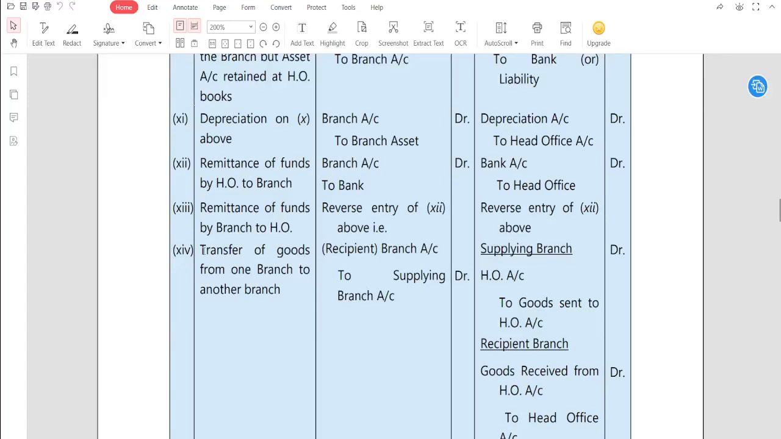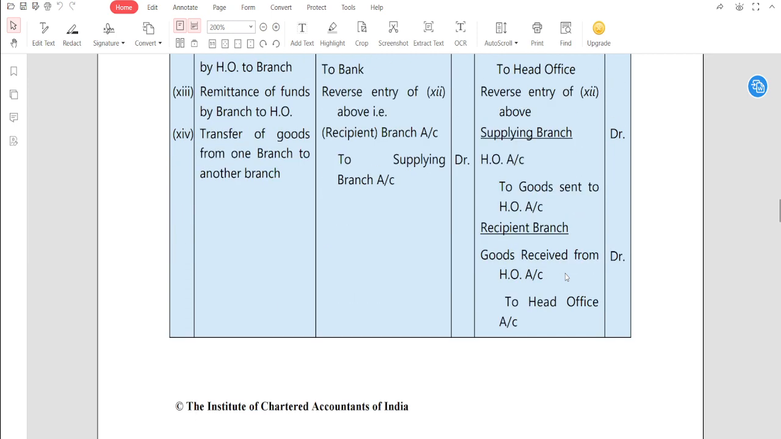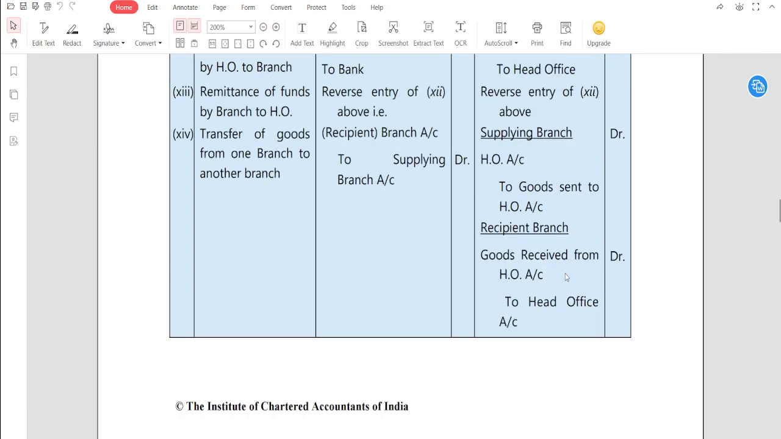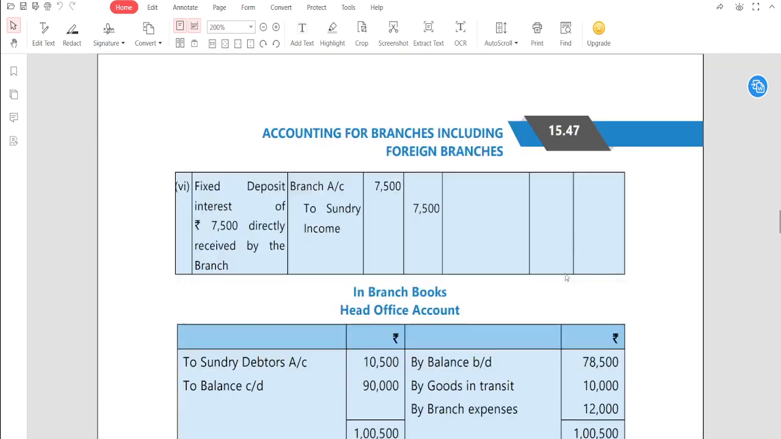देखिए यहाँ पे transfer of goods from one branch to another. It means the entry has been made from the supplying branch, that is Kolkata branch, HO to goods sent to the HO, and recipient branch goods received from HO to the HO. It means it is routed through the HO account. That is what is important.